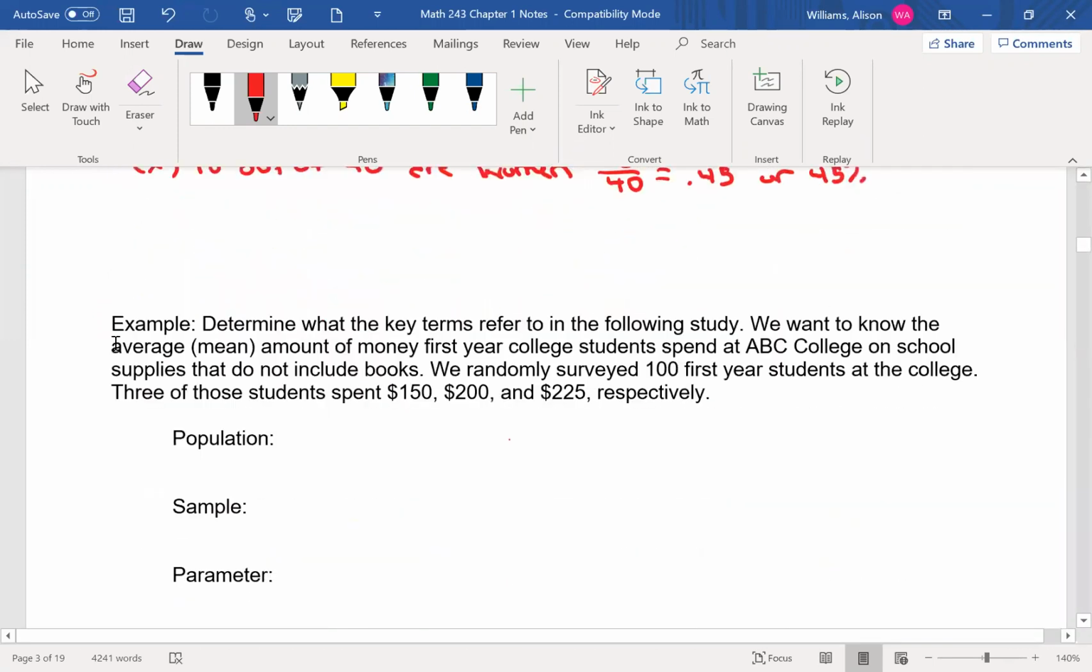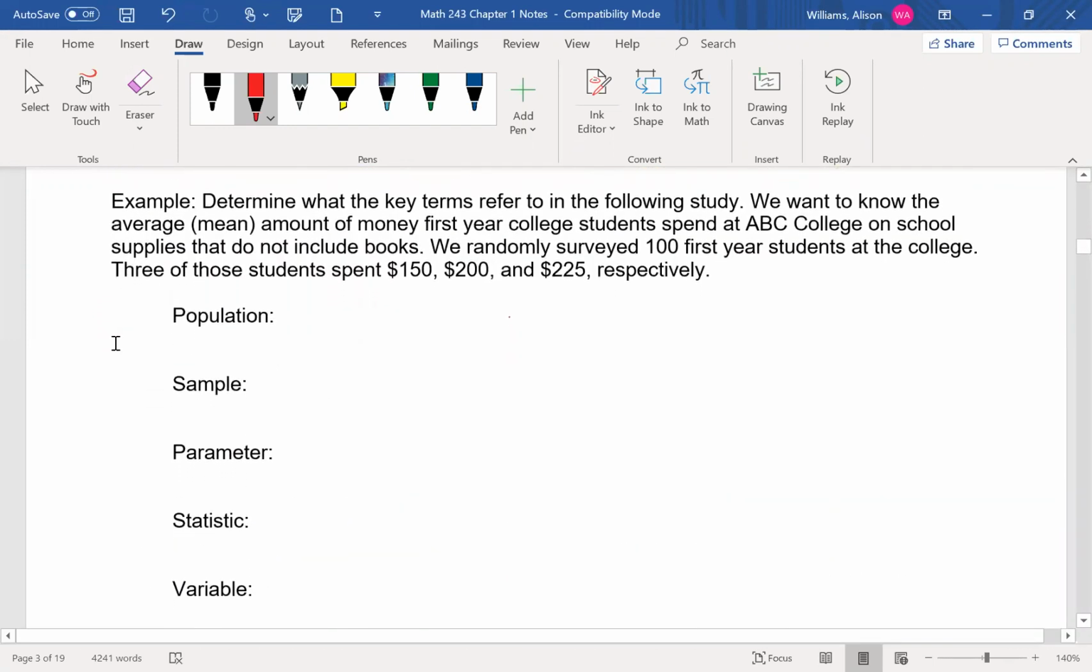Let's look at this example. We're going to define all of these terms for this example. We want to know the average amount of money first year college students spend at ABC College on school supplies that do not include books. So we're not looking at books, just supplies only. They surveyed 100 first year students at the college, and they gave us 3 of those responses: 150, 200, and 225.